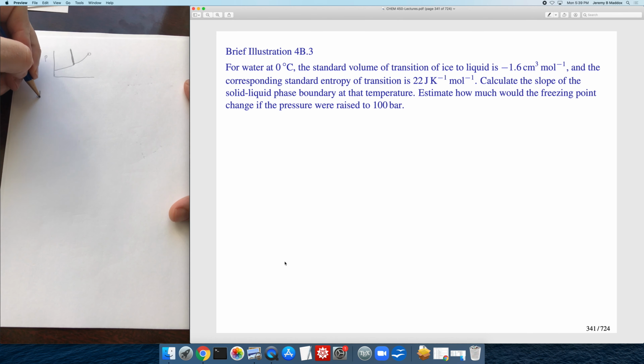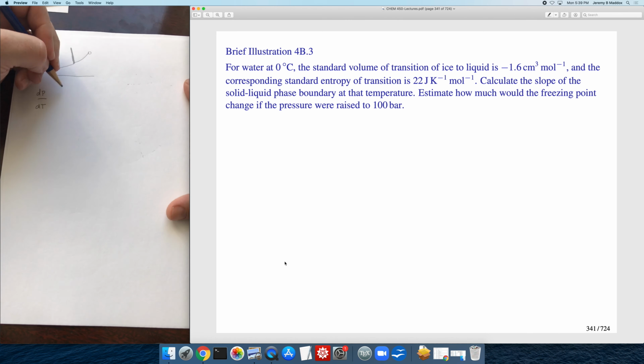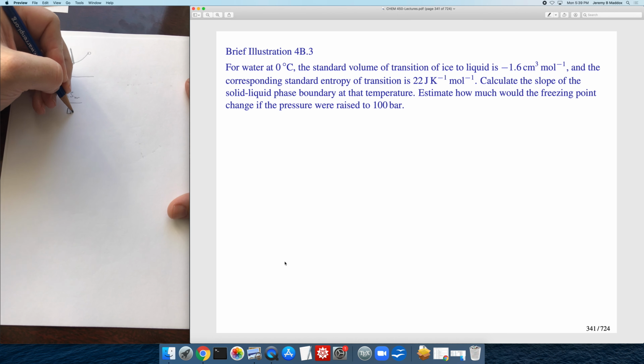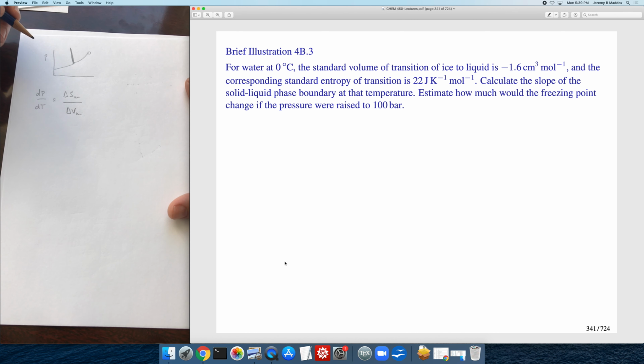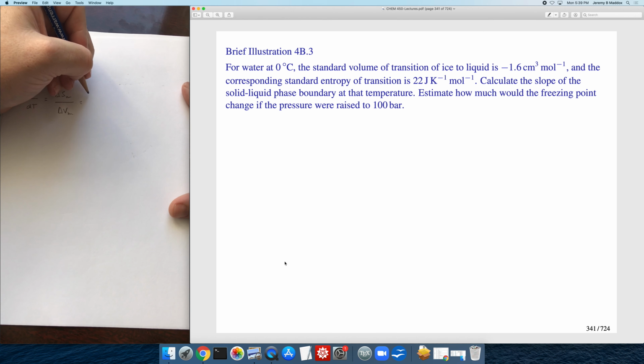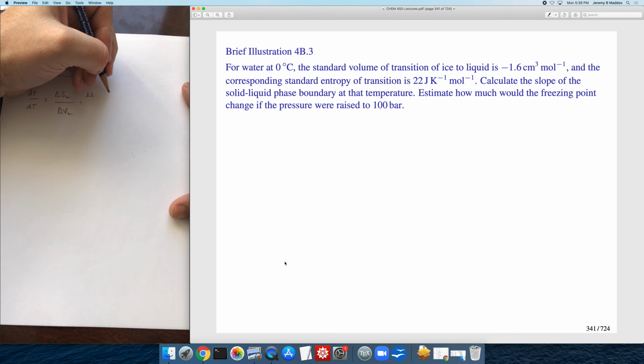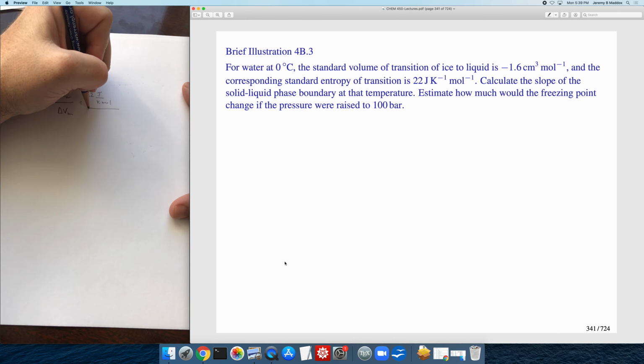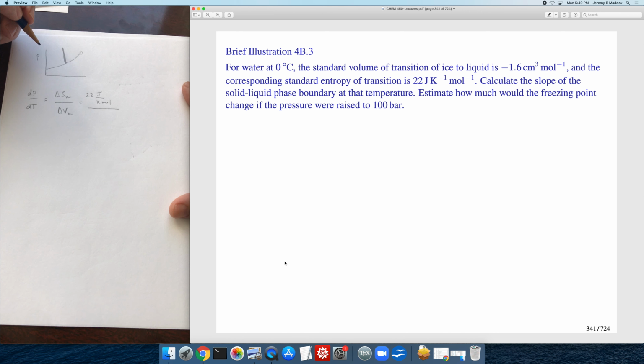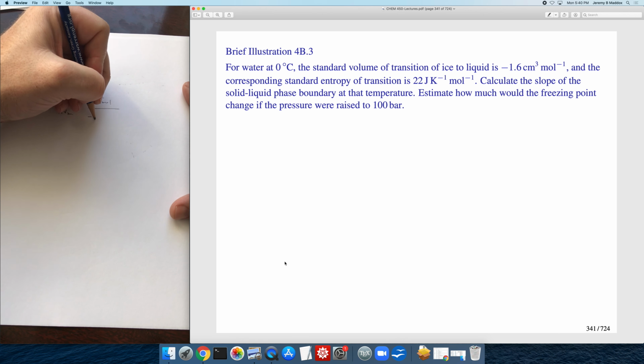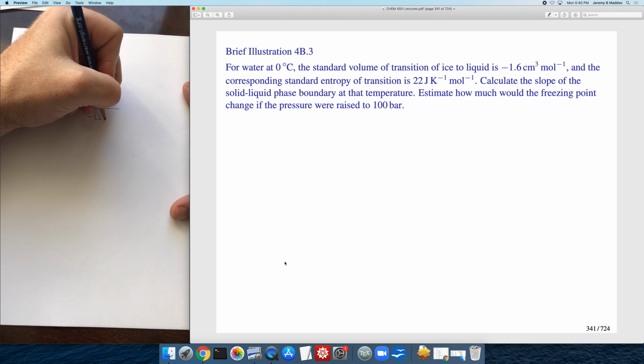Okay, so calculate the dP/dT. And we use the Clapeyron equation for that. And so that is delta S over the change in the molar volume. They give us the delta S, that's the 22 joules per Kelvin per mole. And then we want to divide that by the change in the volume. So this is the minus 1.6 cubic centimeters per mole.